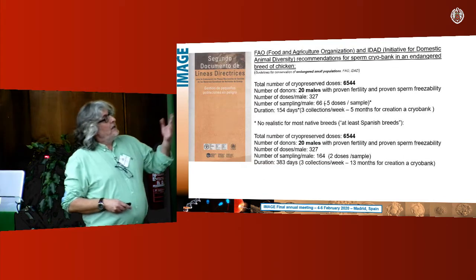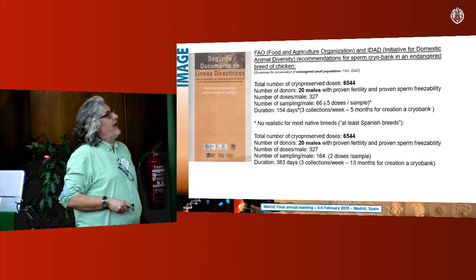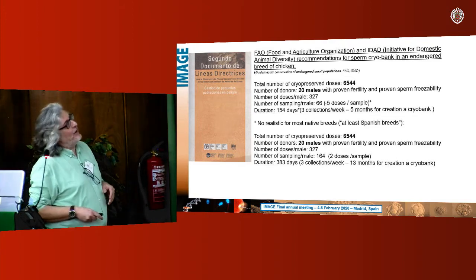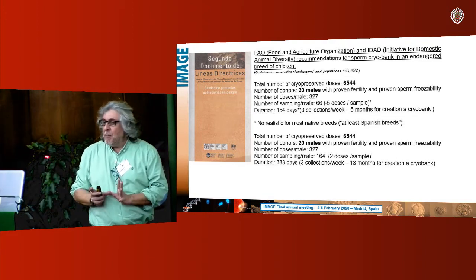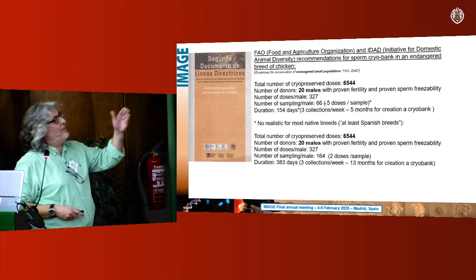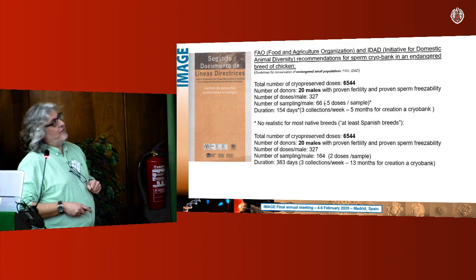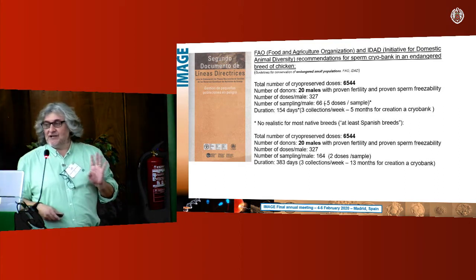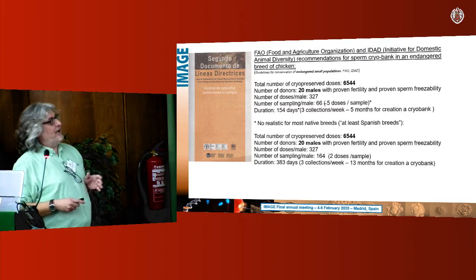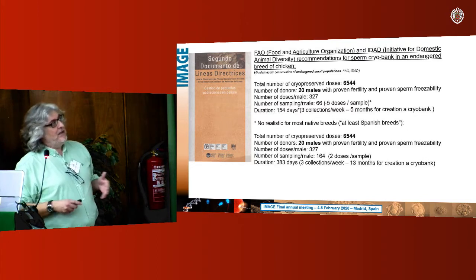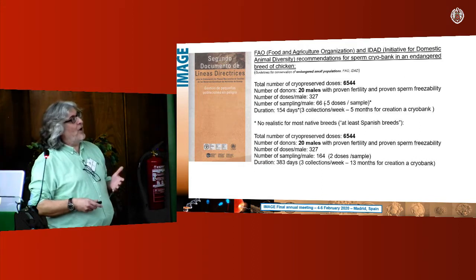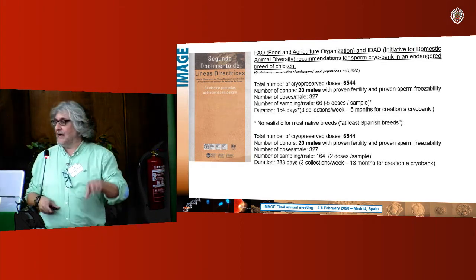We have an example: the FAO and the Initiative for Domestic Animal Diversity recommendation for a cryobank in an endangered small population. They indicate in these guidelines a total number of 6,544 doses, with a minimum of 20 males with proven fertility and proven sperm freezability. So the number of doses per male is 327. Considering that 5 doses are obtained per sample, we need about 5 months for creation of a cryobank in a small population.